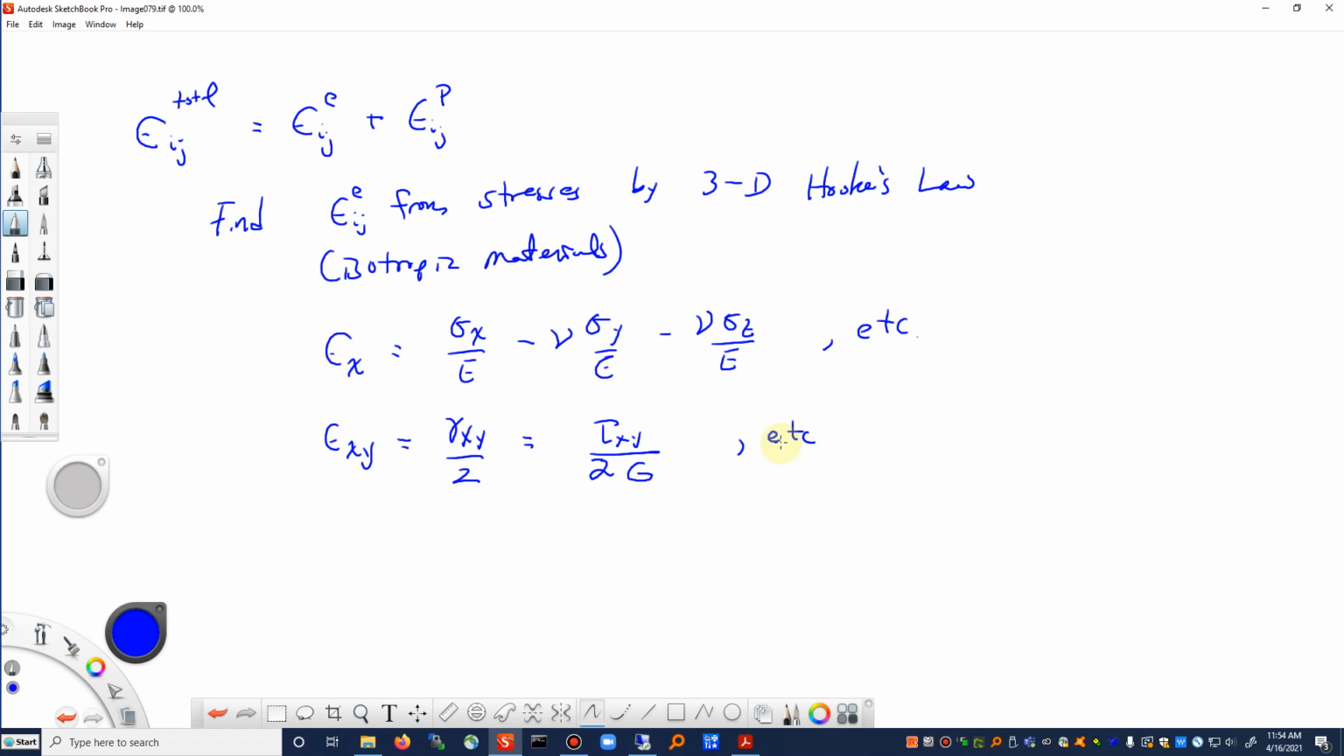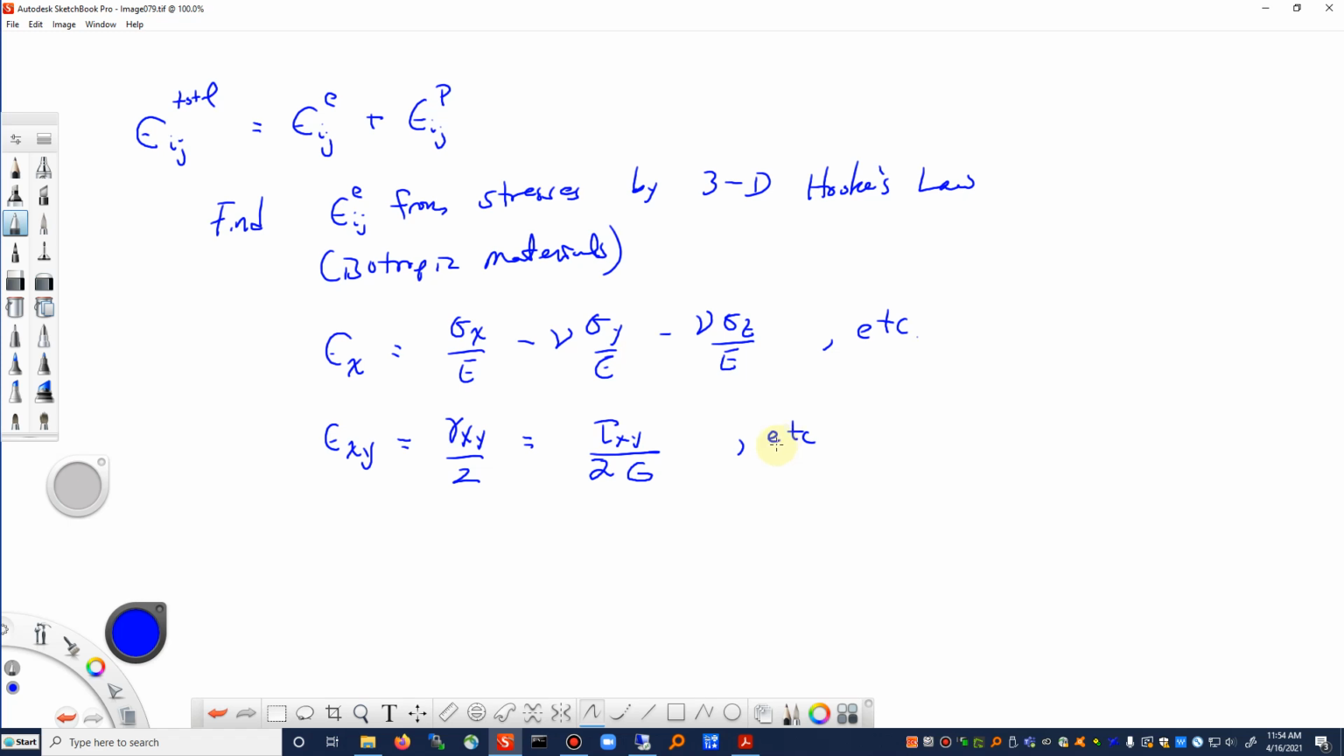Now the plastic part is where things get a little bit more interesting. The way that we calculate that plastic strain depends on whether we have a proportional or non-proportional type history. We've talked about the difference between proportional and non-proportional loading already, and this is important when we get into determining what our plastic strains are.